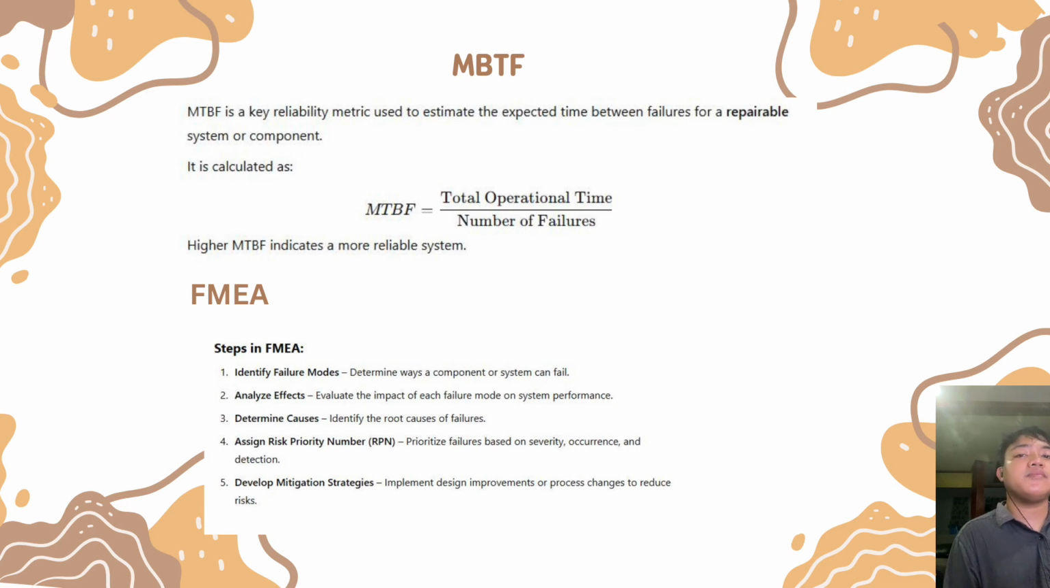Next is the failure mode and effect analysis. The steps of failure mode and effects analysis are: identify failure modes, analyze the effects, determine the cause, assign risk priority number or RPN, and last is develop mitigation strategies.